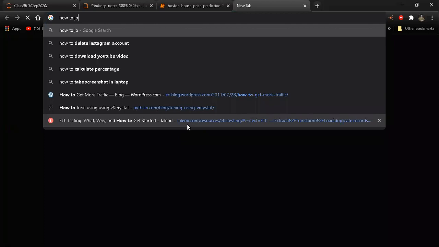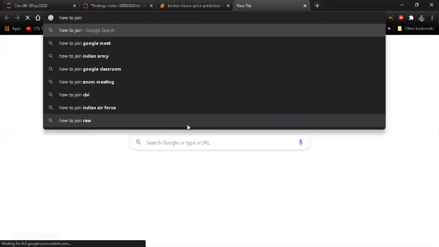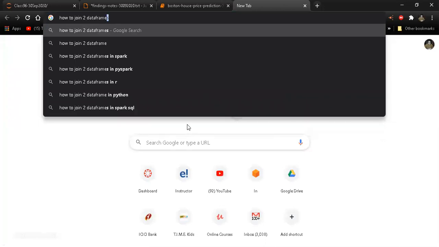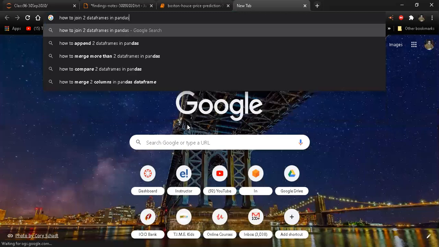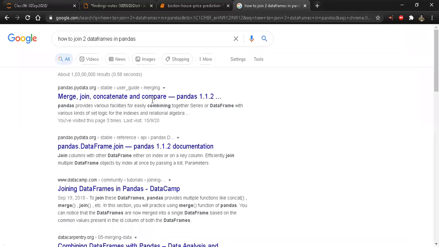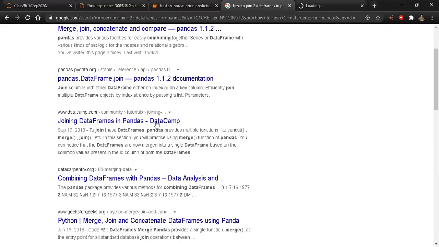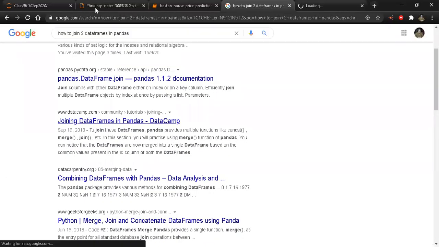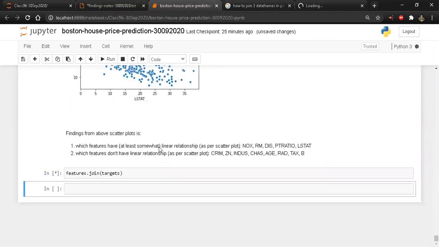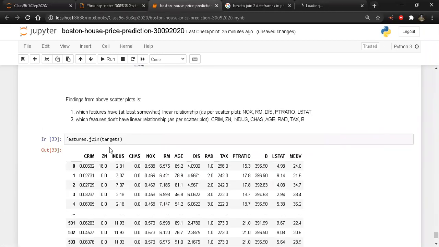Let's go to Google. How to join two data frames in pandas, right? So we are going to do this kind of activity from time to time where we are not able to do something, and then we will go to the documentation and find things out. Joining data frames in pandas. I think dot join is going to work. I just got one idea from there. Why not use that right now? So dot join. If I do a dot join, it gives me the values. So I'm done.